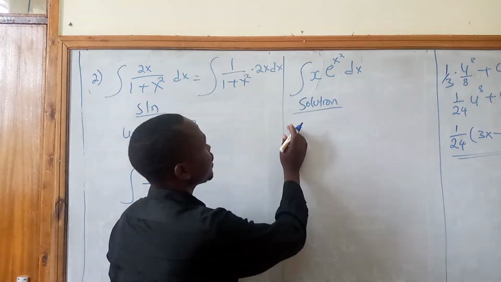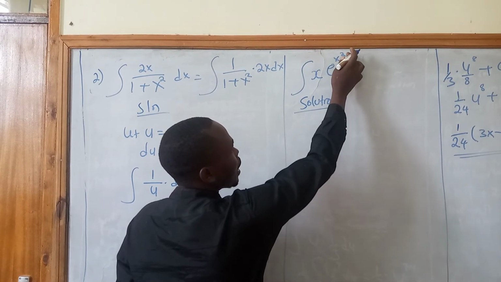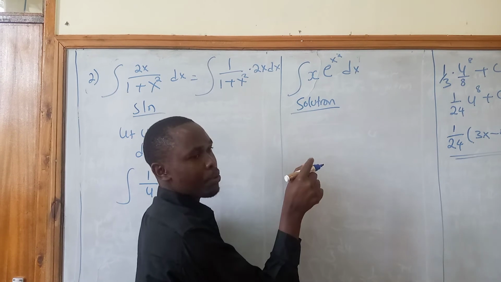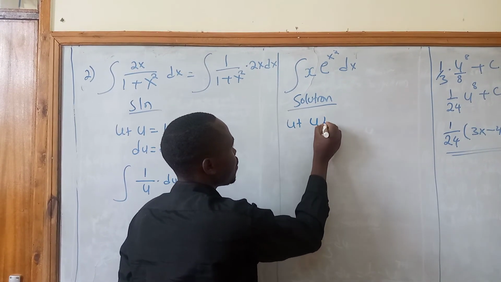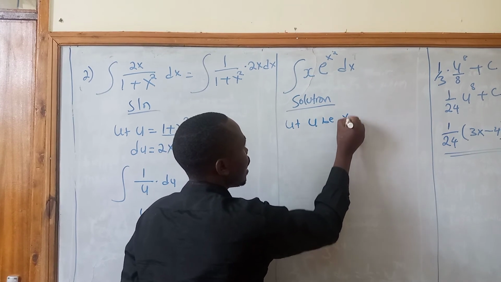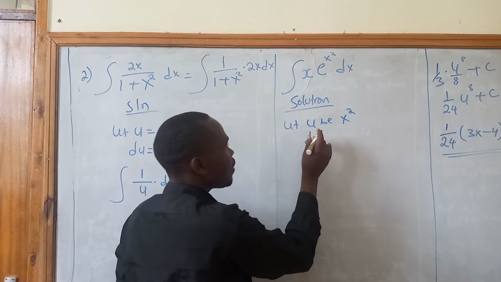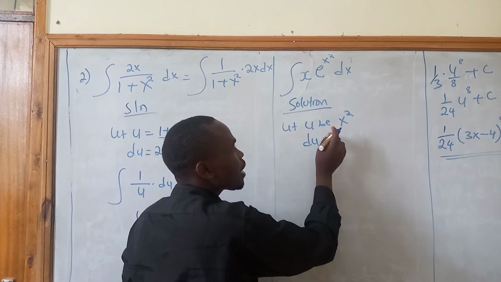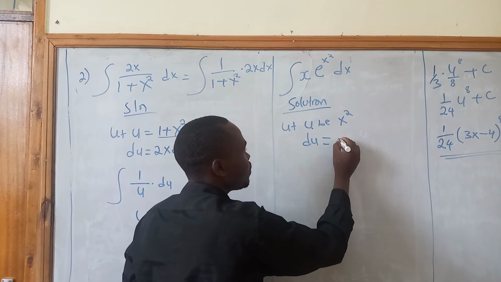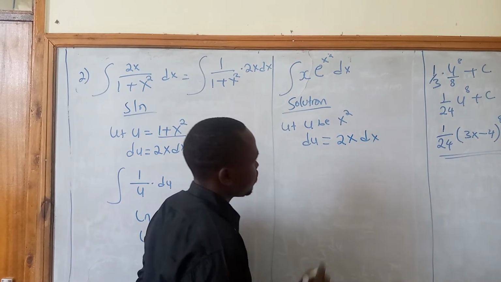This is the same as, I will take this x squared to be my u. Then I say let u be x squared. Then du, I find the derivative of this with respect to x. It will be 2x dx.